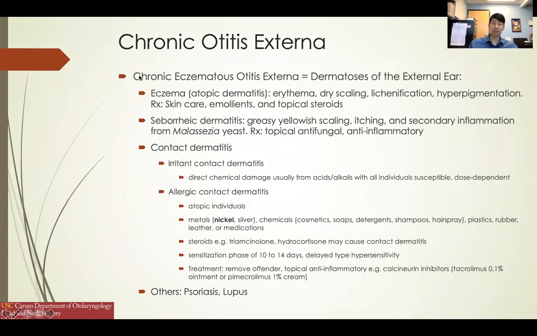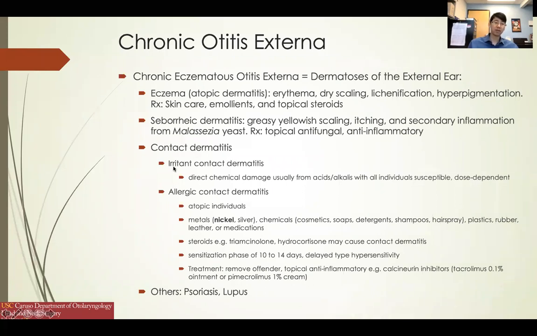Chronic eczematous otitis externa is specifically referring to essentially a broad category of dermatoses of the external ear. So here are some of the subtypes. Eczema, which is an atopy or atopic dermatitis. And again, you have the same red, dry, scaly skin. You can have some lichenification, hyperpigmentation, and the treatment is like you would treat an eczema of any other part of the body with skincare, emollients, topical steroids. Seborrheic dermatitis is caused by the yeast Malassezia, and you'd have these greasy, yellowish-appearing scales and would be treated with topical antifungals, anti-inflammatories.